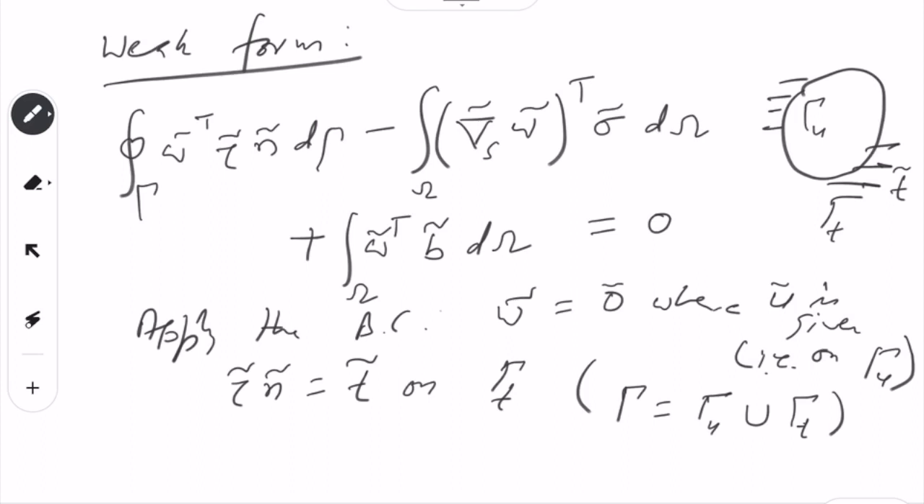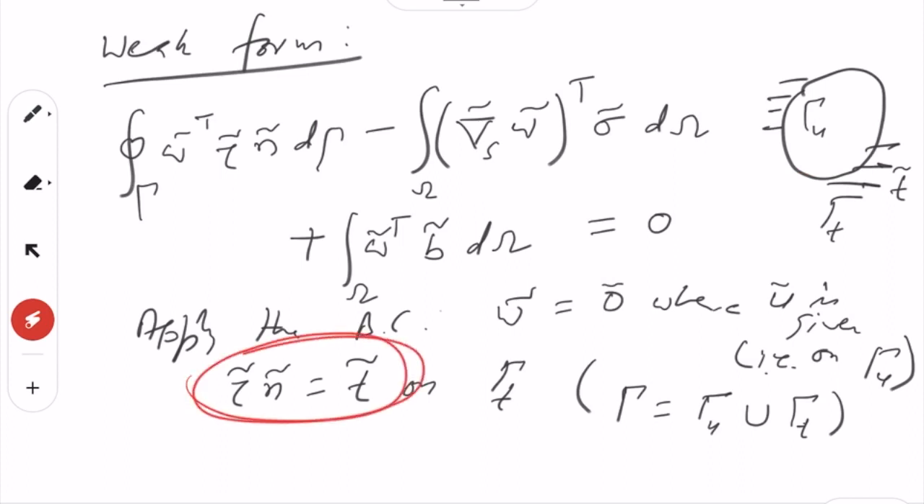So the whole equation we can write as follows. You know that this has two parts. One is gamma u, where u is given and hence W equal to 0, so the whole thing will be 0. The second is gamma t, on which this is given, and hence tau times n becomes t tilde. So W transpose and t tilde only, and that will be integrated over gamma t now.